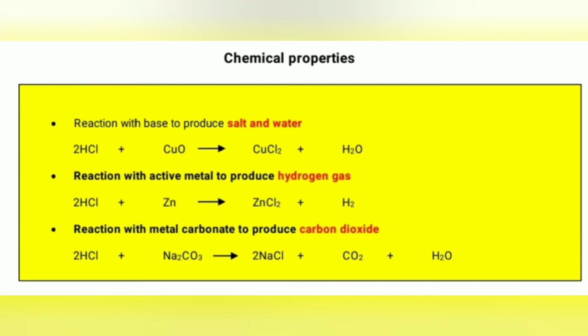Chemical properties of acids. Number 1, acids react with reactive metals to produce salts and hydrogen gas. Number 2, acids react with bases to produce salts and water. And number 3, acids react with carbonates to produce salts, water and carbon dioxide gas.